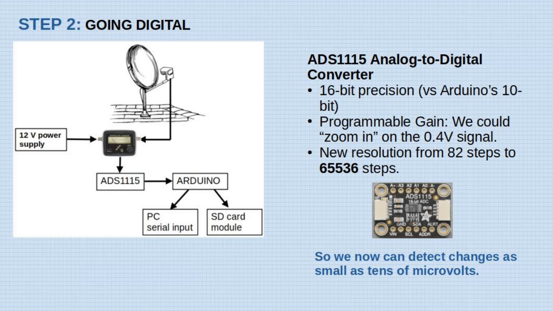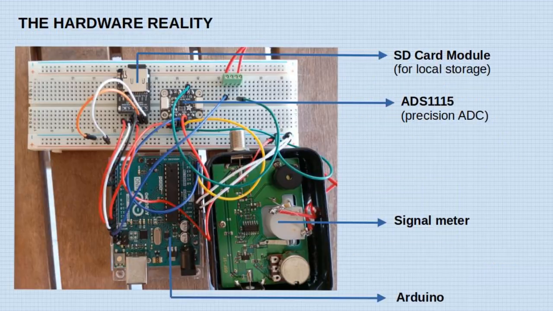To improve our precision, we added an external 16-bit analog to digital converter, the ADS1115. This allowed us to zoom in on our signal. Now, instead of 82 steps, we can represent our signal with 2 to the 16th power steps, which is about 65,000 steps. This high resolution is critical because our signal has a lot of fluctuations. We also used an SD card module in order to record data in a text file. This allows us to use a PC to process the data.